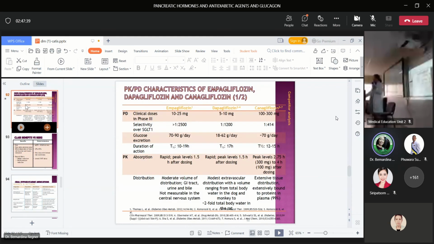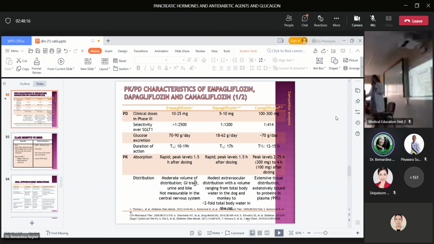Okay, so the PKPD characteristics of empagliflozin, dapagliflozin, and canagliflozin. You have here pharmacodynamics: phase 3, selectivity over SGLT1, glucose excretion, duration of action. Try to compare the three: empagliflozin, dapagliflozin, and canagliflozin. For pharmacokinetics, you have rapid peak levels for the three.